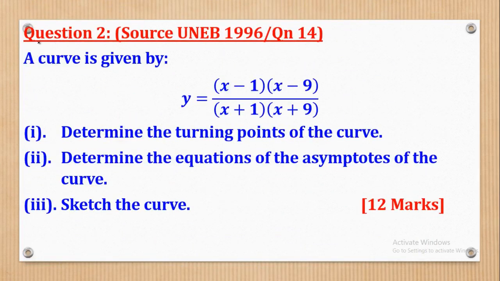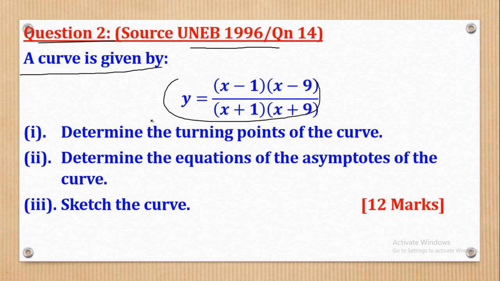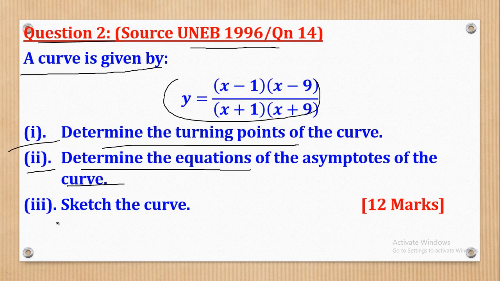Now let's go to question two. Question two came from UNEB 1996 paper 1 question 14, and says given that a curve is given by this, part A, determine the turning points of the curve. Part B, determine the equations of the asymptotes of the curve. Then part C, sketch the curve. So they want turning points, then asymptotes, and then lastly the sketch.